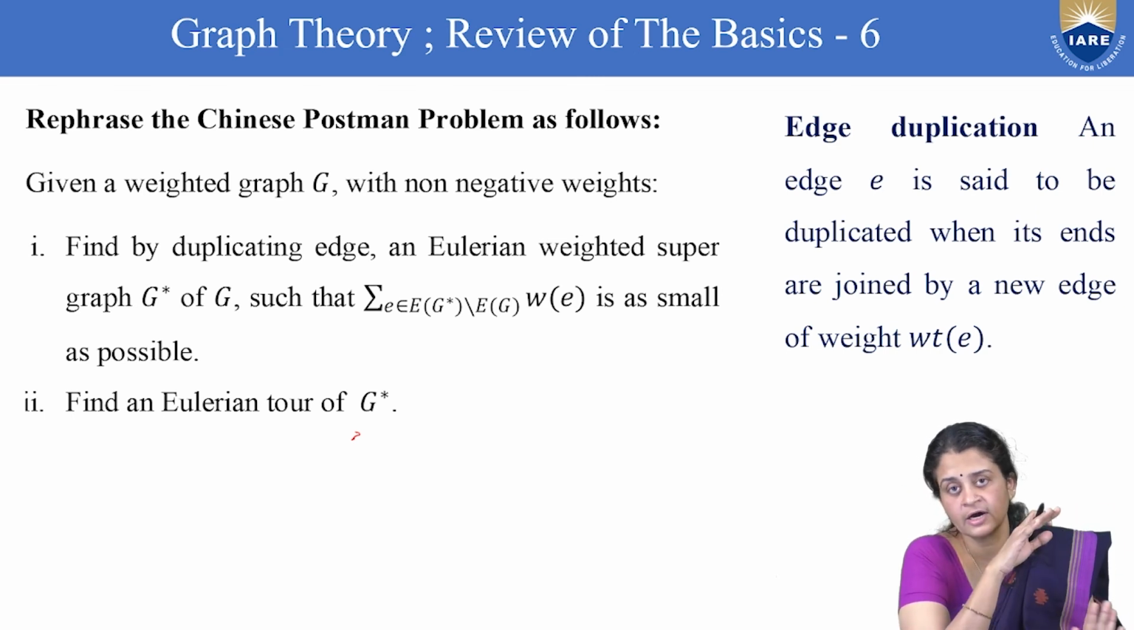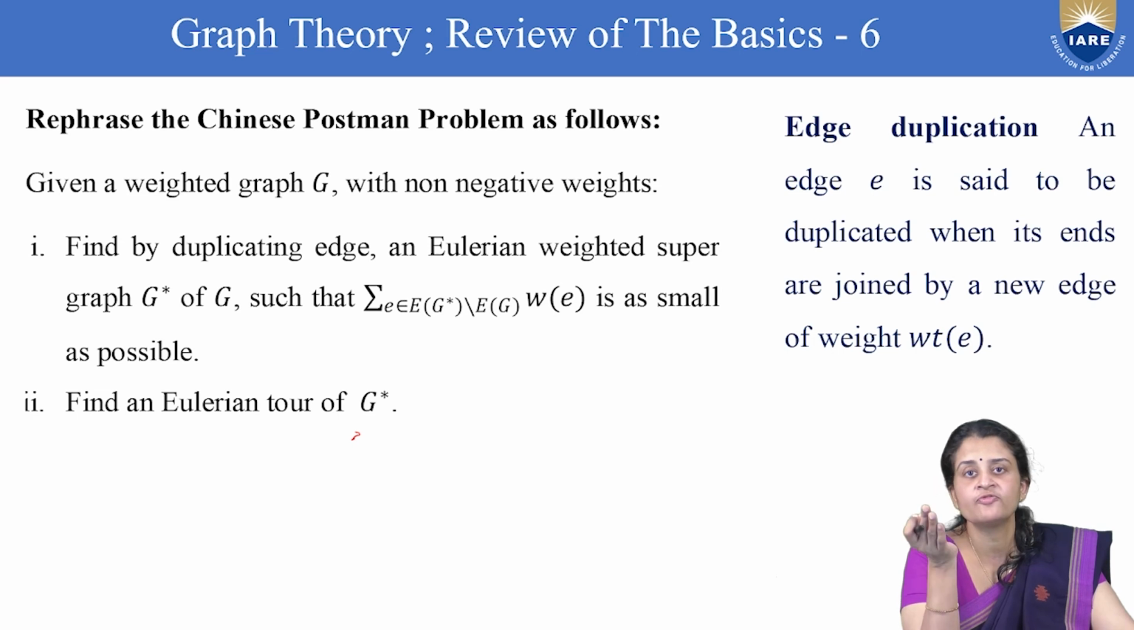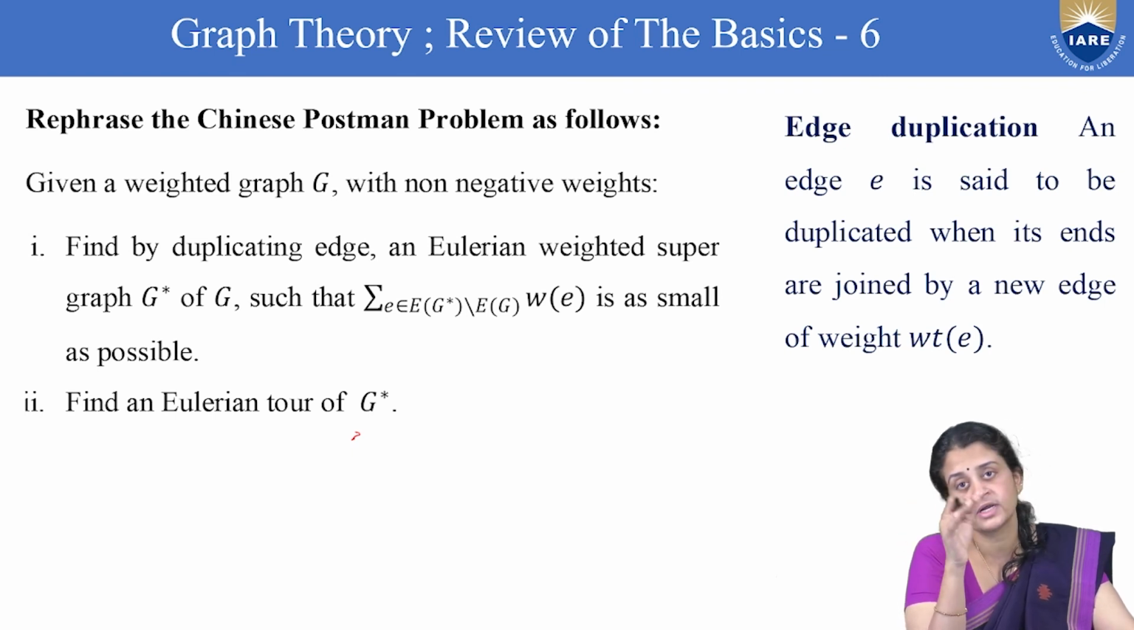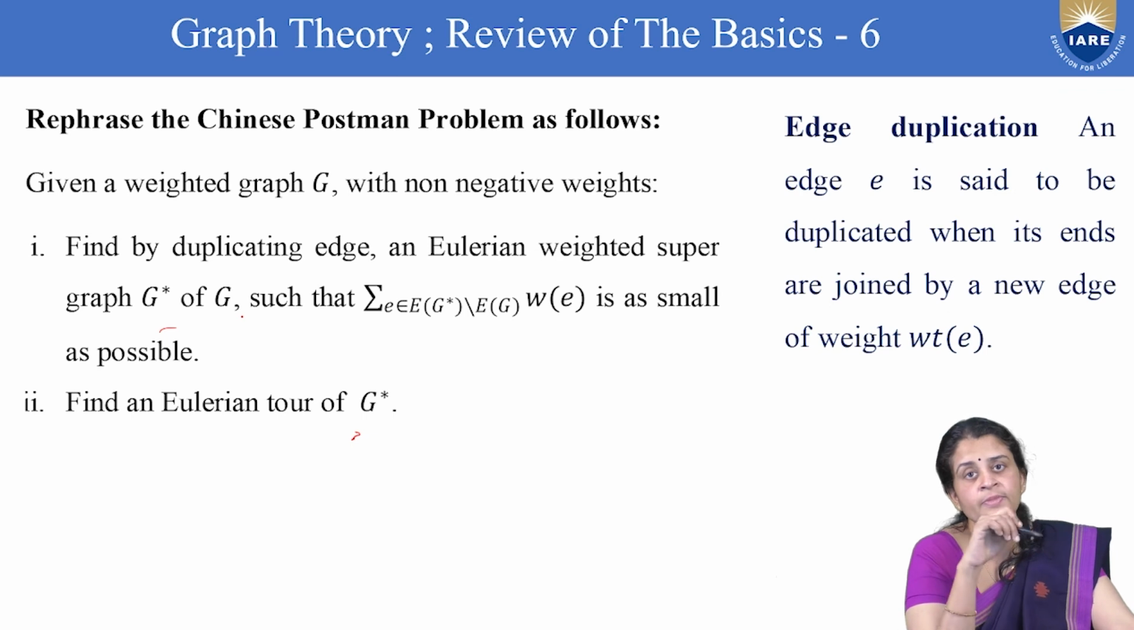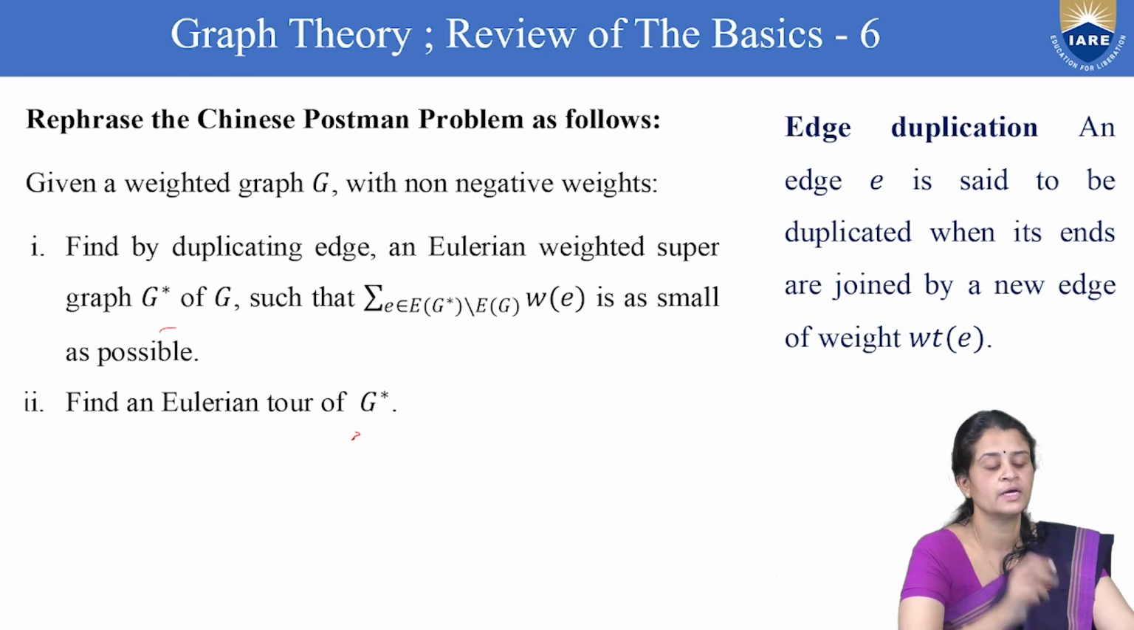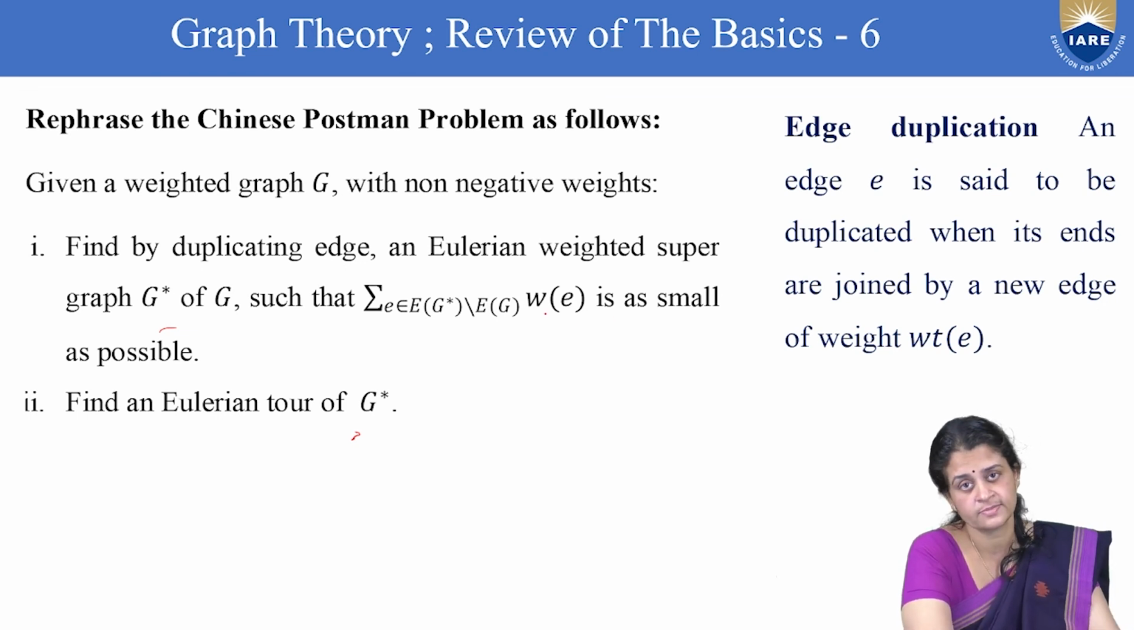We first find a graph of the given situation. Then we duplicate edges of G. We are finding an Eulerian weighted supergraph. Instead of using subgraphs, we are now using a supergraph, a graph which contains the given graph G, called G star of G, such that if E is an edge of G star which is not an edge of G, the sum of W of E should be as small as possible, and find an Euler tour of this G star.